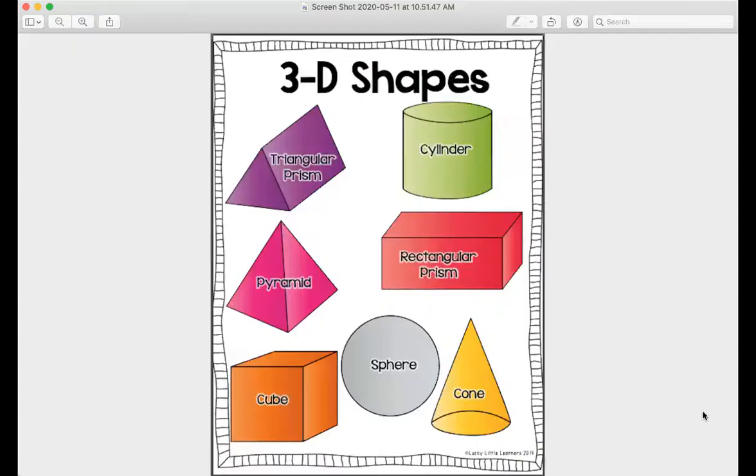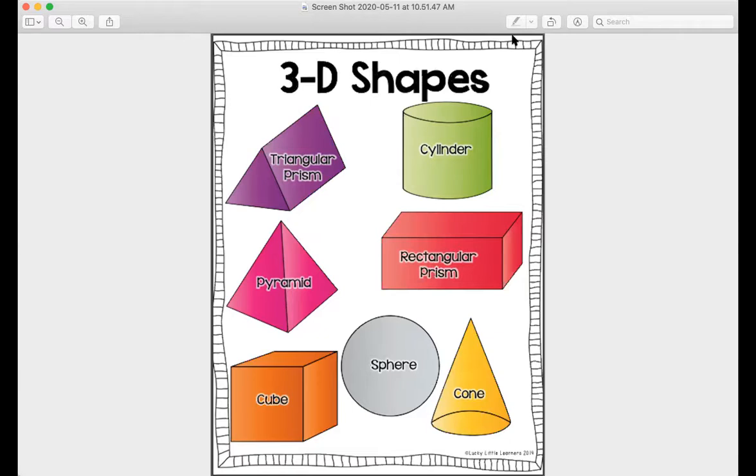And I'm going to show you my chart of 3D shapes. We have a triangular prism, a cylinder, a rectangular prism, a pyramid, a cube, a cone, and a sphere. Now on our sphere here, it does look flat, doesn't it? But think of that as a ball, any round ball. Your kickball, your baseball, your basketball, all of those balls are called spheres. But it's really hard to draw a sphere with dimension to it. So they just put that there. But just know a sphere is actually a ball.